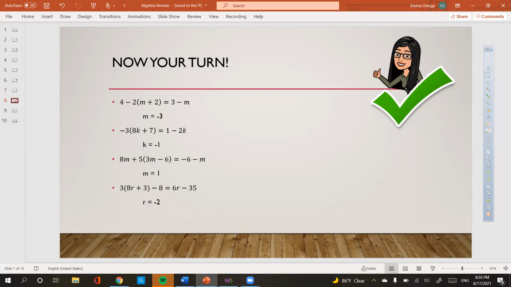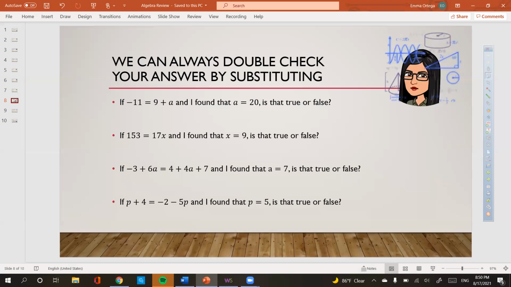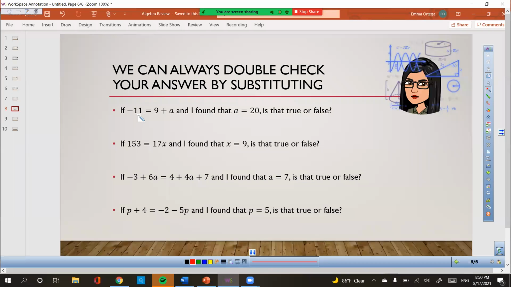Okay, this last section is, we can always double check your answers by substituting. Just like the way I just showed it in the very beginning of the video. Let's say I told you, like the first problem here, it says, if negative 11 equals 9 plus a, and I found that a equals 20, is that true or false? I can always double check if my answer is correct by substituting in, meaning that wherever you see an a, you're going to put a 20 instead of the a. You're going to be substituting, you're going to be replacing. That's what we're going to be doing to check if my answer is true or false.